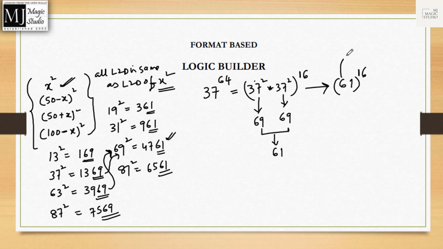Now we know the pattern. 6 into 1 will give 6 and then a 1. The last two digits of 37 to the power 64 are 61.